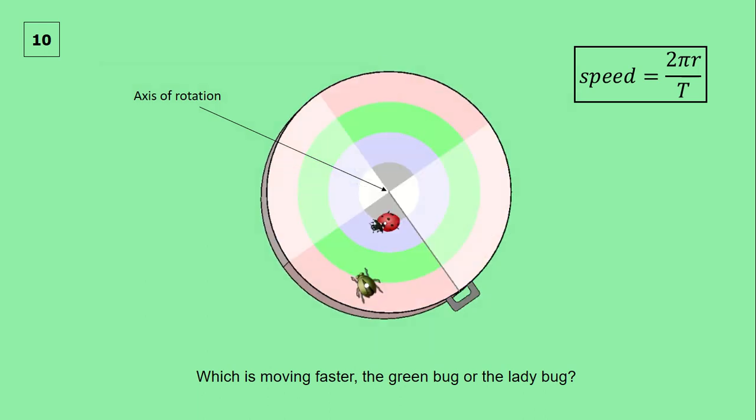Looking closely would reveal to us that the further away an object is from the axis of rotation, the greater its tangential speed is. So in this, the green bug in the outer radius is moving at greater speed than the ladybug in the inner radius. If this is a little bit confusing, let's take a look at this human demonstration of tangential speed.